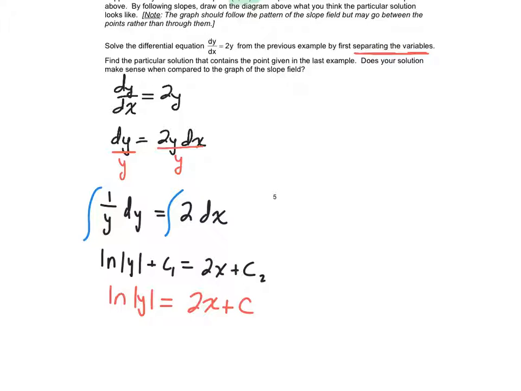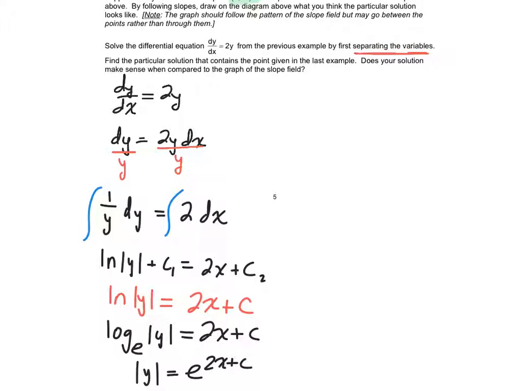Now here's where it gets interesting. Going all the way back to algebra 2, we know that the natural log of y is the same as the log base e of y, poor quality e, even poorer quality e. Let me fix that. The log base e of y equals 2x plus c. Using whatever relationship you like, just basically converting from log into exponential form, we arrive at the absolute value of y is equal to e to the 2x plus c. I'm going to continue on up top.